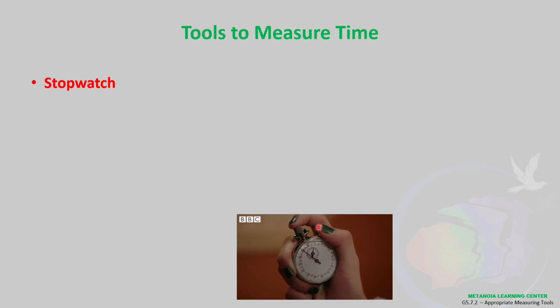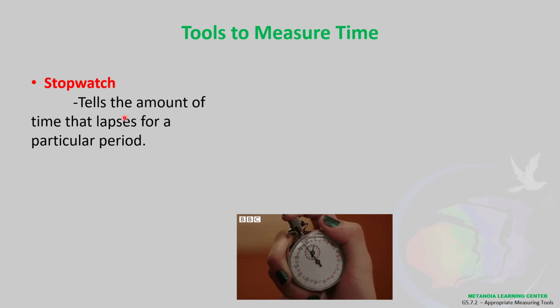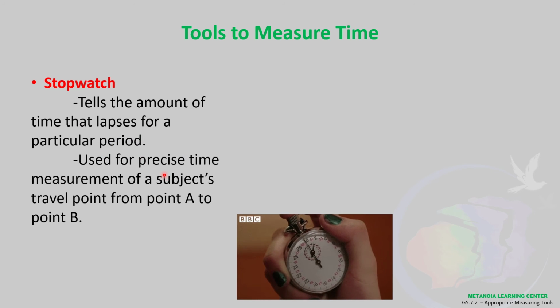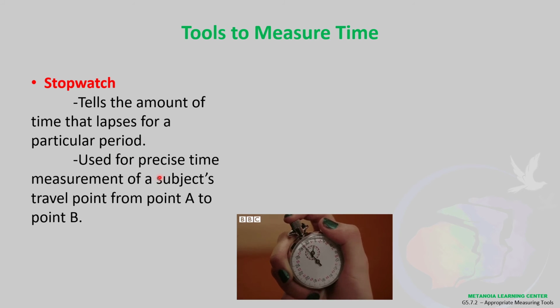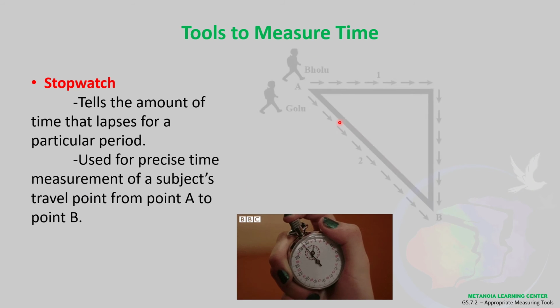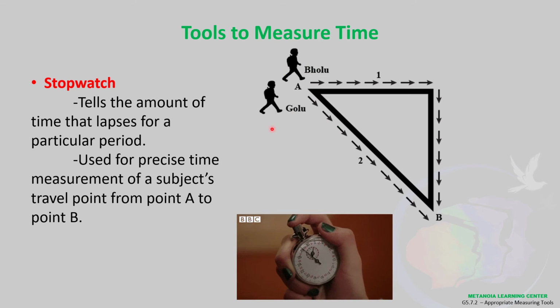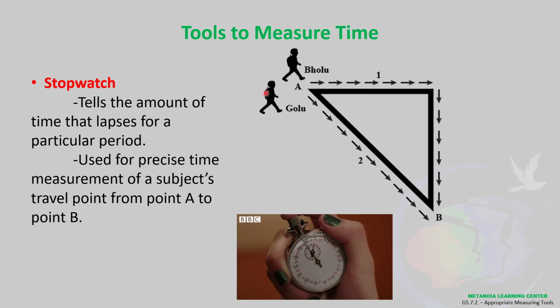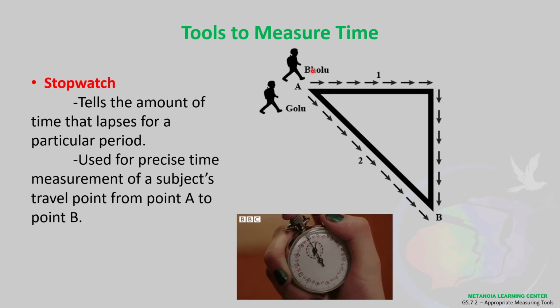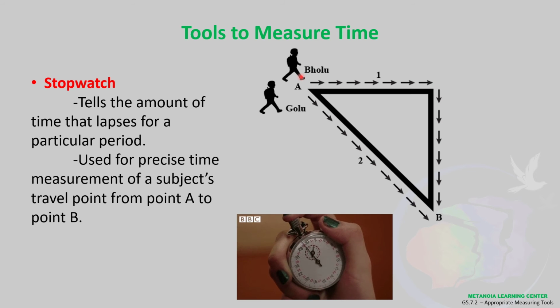Okay, this is an example of a stopwatch, an analog stopwatch. It tells the amount of time that lapses, used for precise time measurement of a subject's travel from point A to point B. So for example, let's say you have two students here. One is going to time this student. I don't know why the name is Golu, and the other one is Bolu. Might be Indians. Am I being racist? I don't know. I hope not.